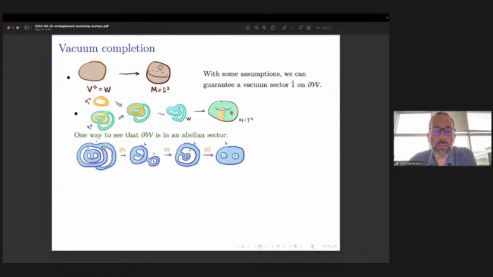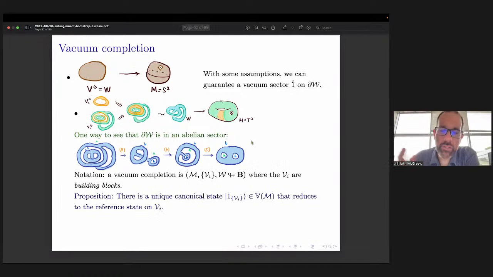This region with one annulus cut out can be deformed by this series of steps into a two-hole disk. And this two-hole disk, we know about its information convex set. In particular, we know that if this hole is in sector B and this hole is in the same sector B, then A has no choice but to be the vacuum. So this big boundary here, which is the boundary of this hole, is guaranteed to be in the vacuum sector, and we can fill it in. Okay, that's the key idea.